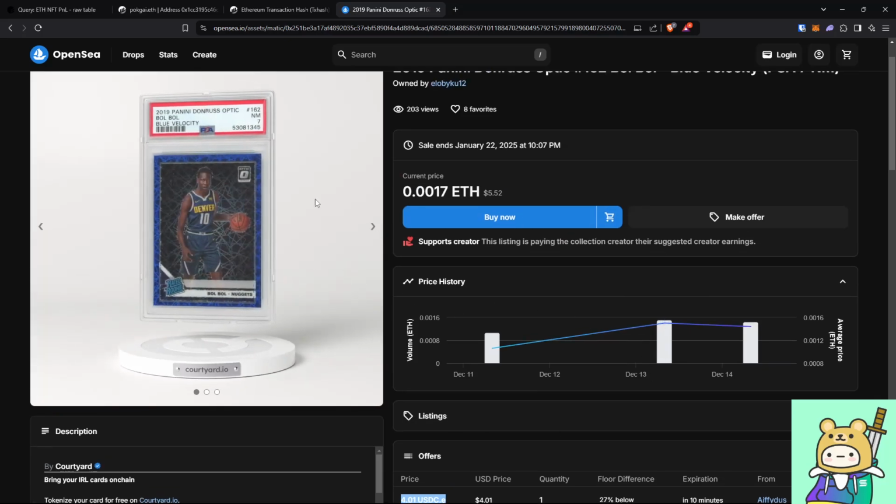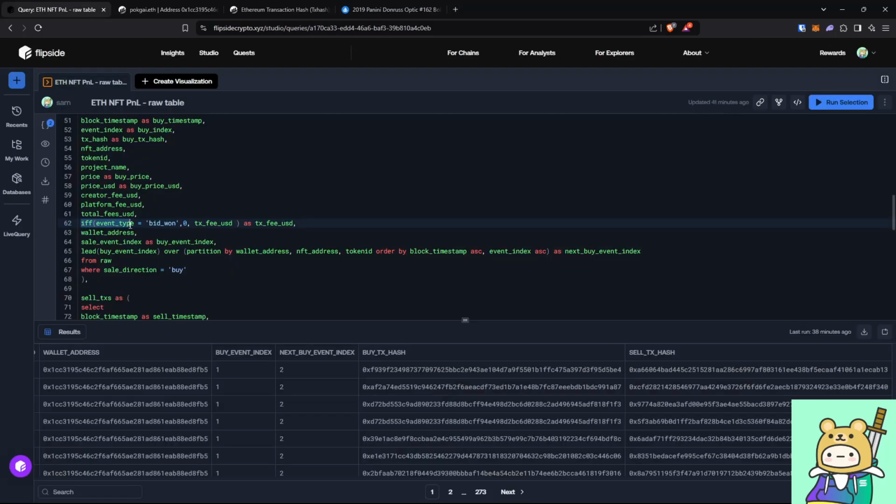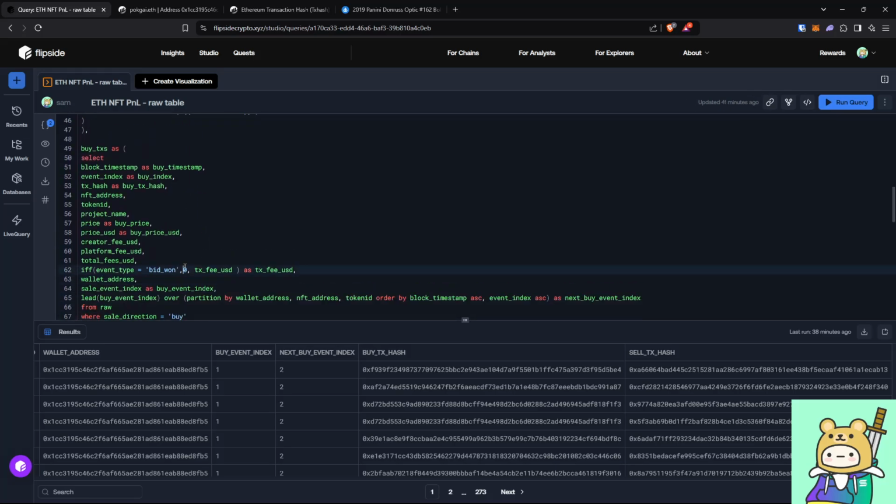So to cater for this scenario, we have this query over here which says if the event is bid one, which just means if the sales transaction is you accepting the offer, then 0. Else, if you're the buyer or if you're buying the transaction, initiating the transaction, then take the transaction fee.